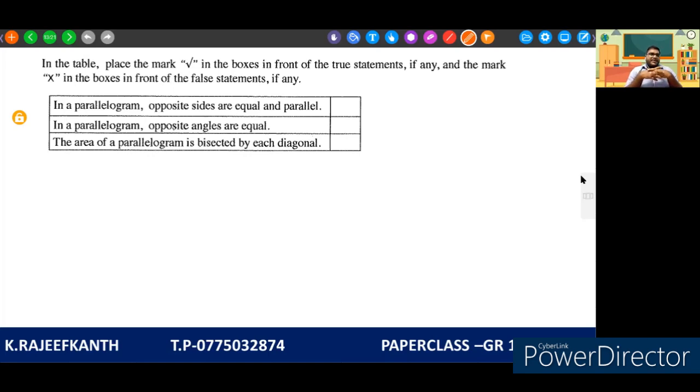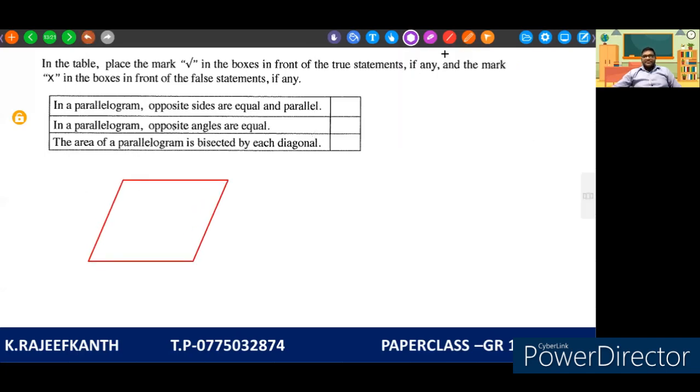In the second statement, in a parallelogram, opposite angles are equal. And the third one, the area of a parallelogram is bisected by each diagonal. These 3 statements they have given. From these statements, you have to select which are correct and which are wrong. First, you should know the properties of a parallelogram.